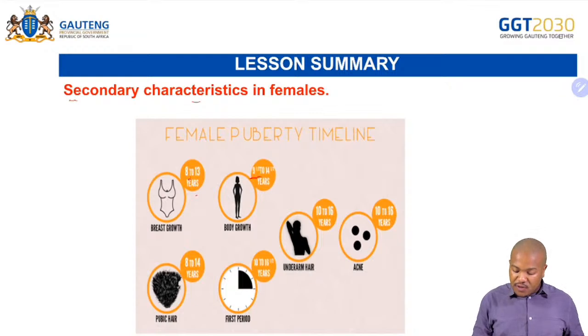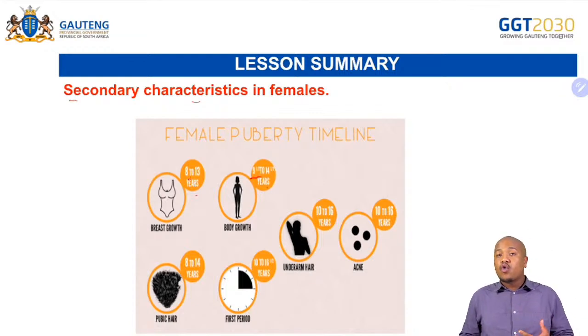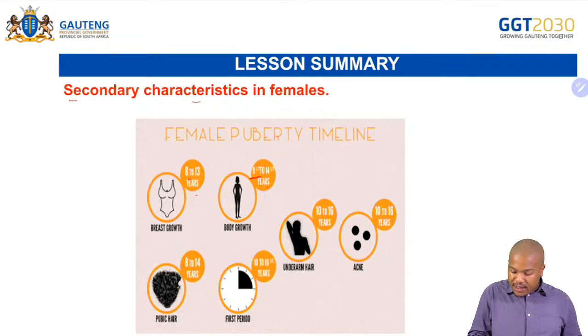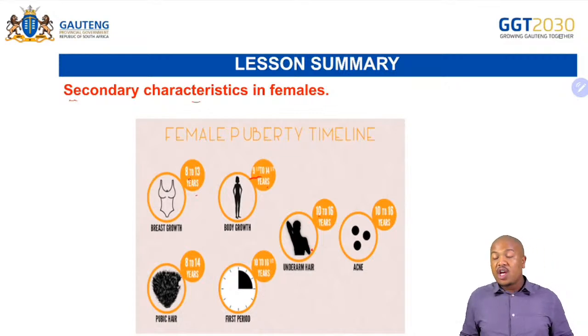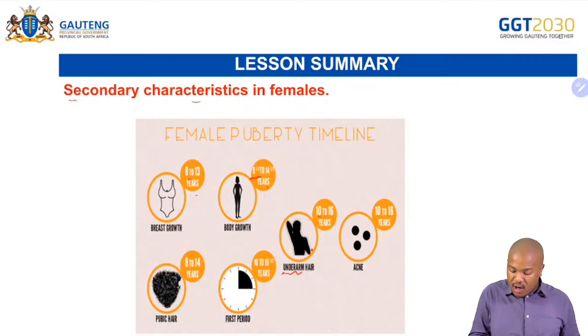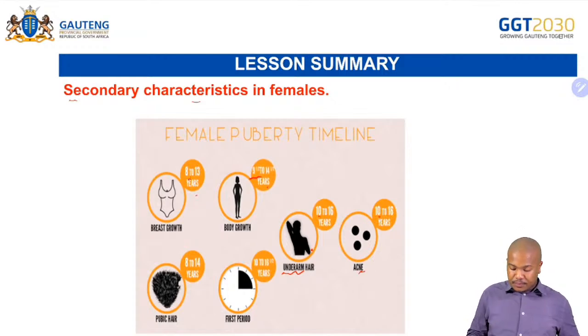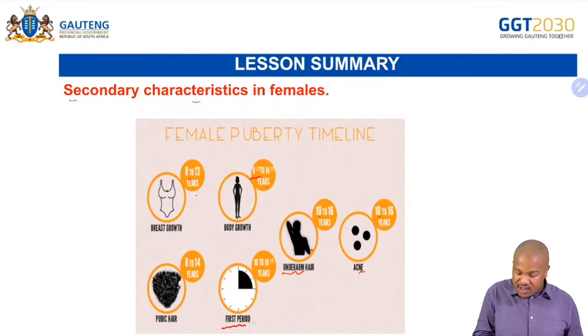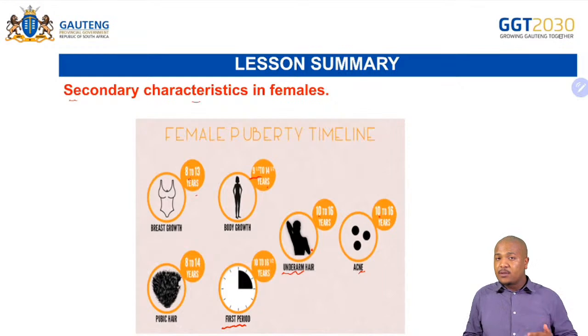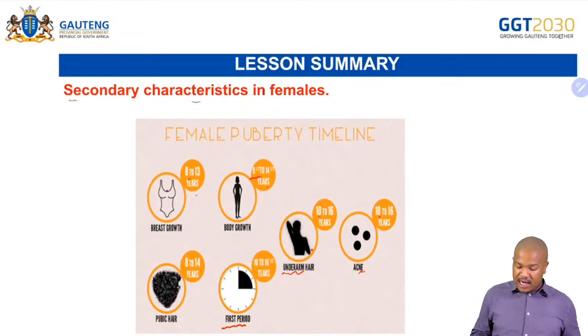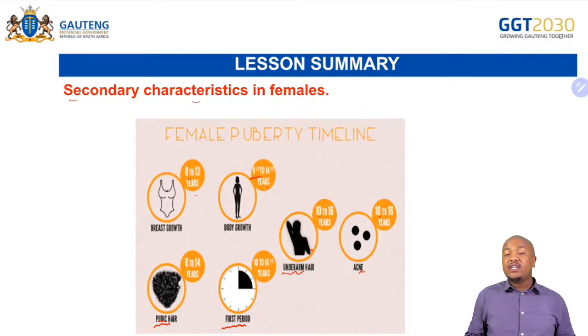Then from 9 to 14 years of age, the body grows and there's some gaining of weight. From 10 to 16 years of age, you start developing underarm hair, or hair on your armpits. Also between 10 to 16 years of age, there are some pimples developing on the face, and you experience the first period, or your first menstruation. And between the ages of 8 to 14, the pubic hair grows.